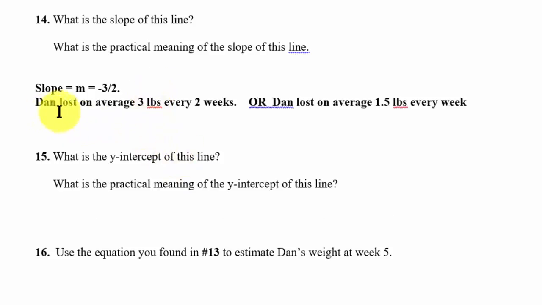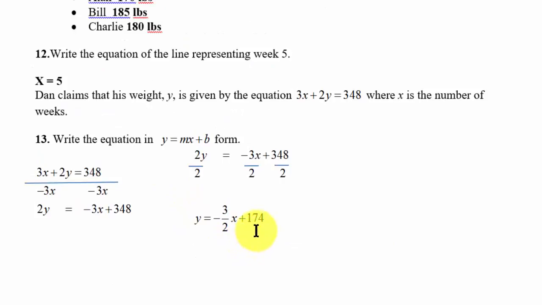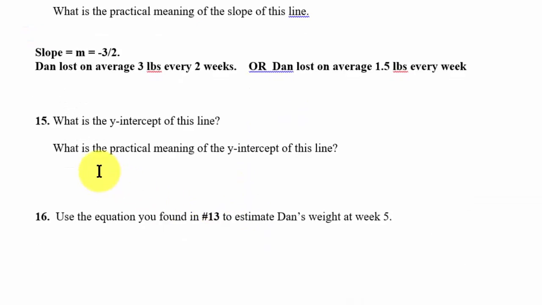All right, so here's the practical meaning. Right, again, Dan lost on average 3 pounds every 2 weeks, or Dan lost on average 1.5 pounds every week. And again, he lost weight because the slope was negative. The y-intercept of this line. Well, again, let's go back to the equation. The b was 174, so the y-intercept would be 174 pounds.